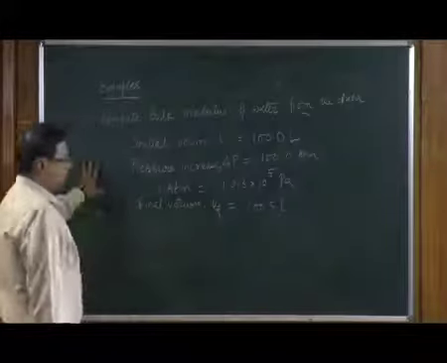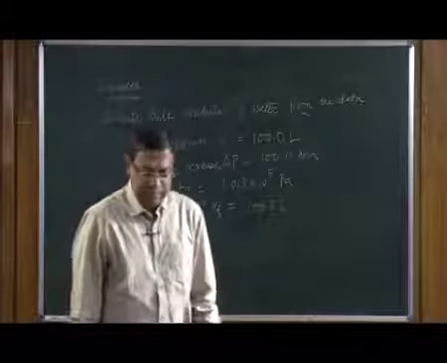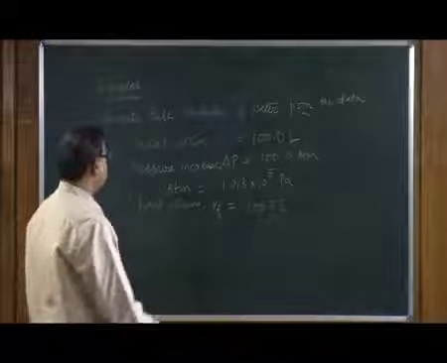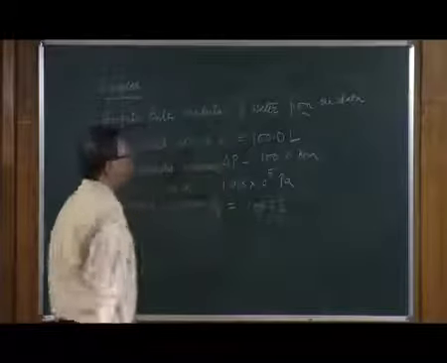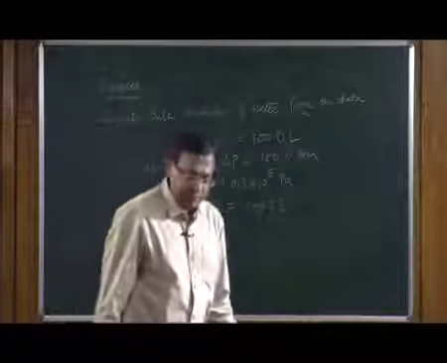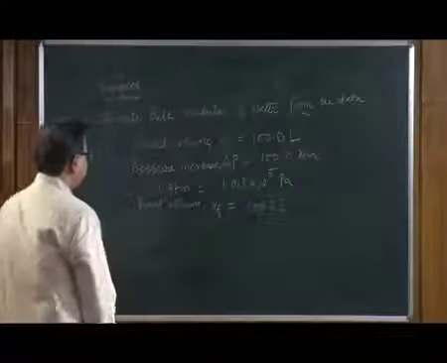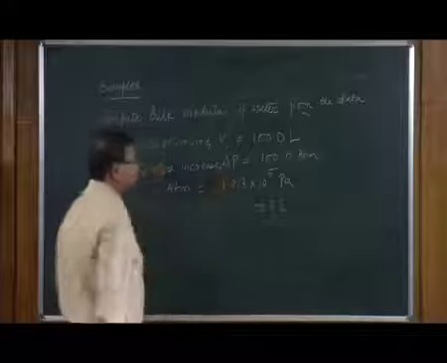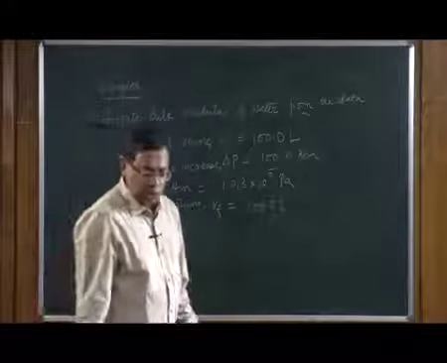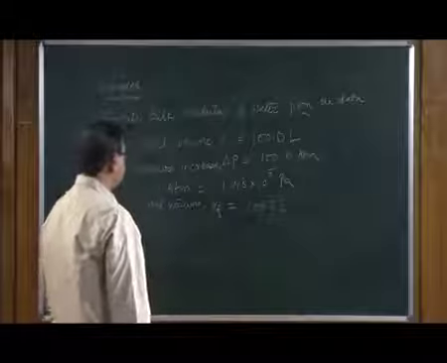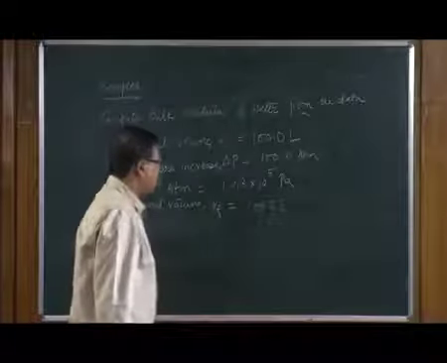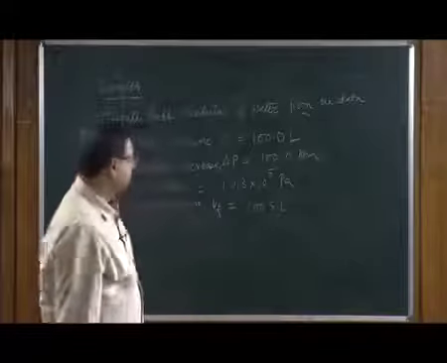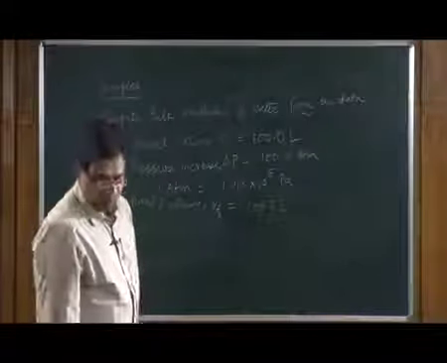So here in the next example, let us compute the bulk modulus of water from the data that is given. The initial volume of water is given as 100 liters. The pressure increase is delta P, which is equal to 100 atmospheres. And just to let you know, 1 atmosphere is equal to 1.013 into 10 to the power 5 pascals, and 1 pascal is equal to 1 Newton per meter square.